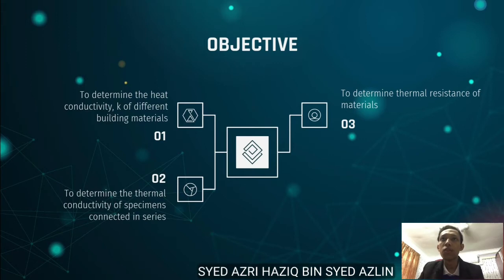Next is the objective of the thermal conductivity experiment. There are three objectives. The first one is to determine the heat conductivity K of different building materials. Two, to determine the thermal conductivity of specimens connected in series. And the third one is to determine the thermal resistance of materials.